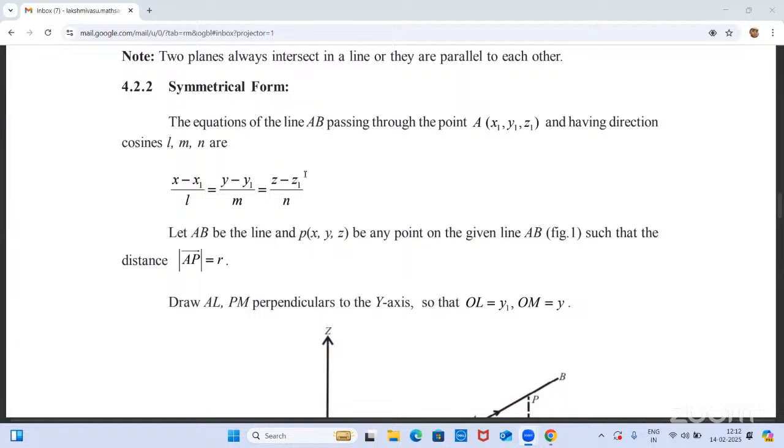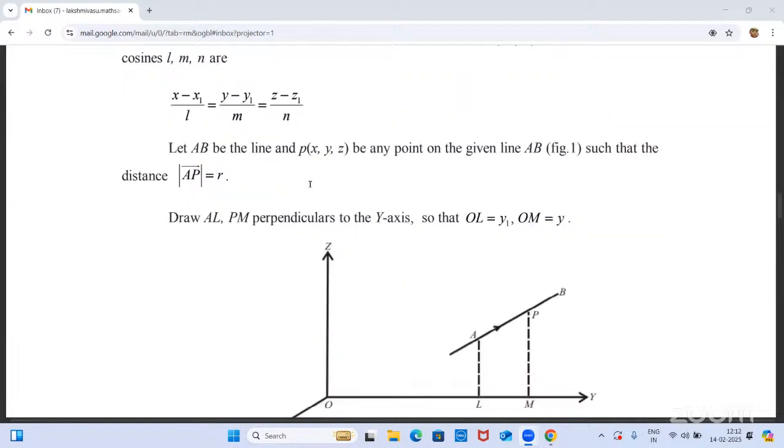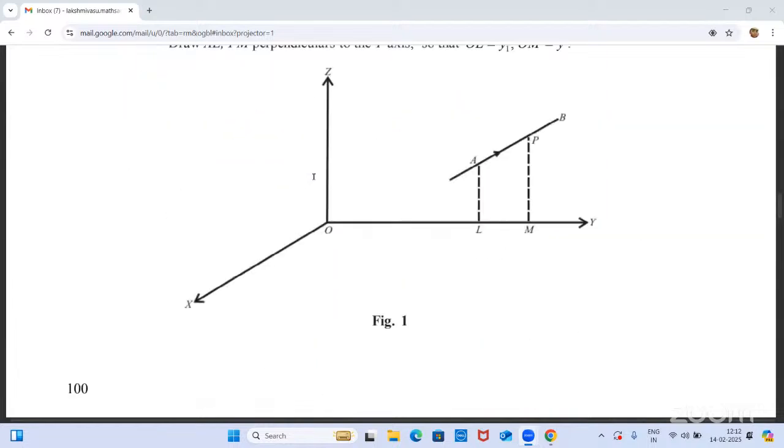Now, according to the symmetrical form, what are the coordinates of the point? Coordinates of the point means the position, according to the position vector, AP bar, where the point is x, y, z. Here, AB is one of the lines according to this figure. Okay. Now here the x, y, z axes, this is the three dimensions. Just draw one line, AB is one of the lines, and A is a perpendicular point.